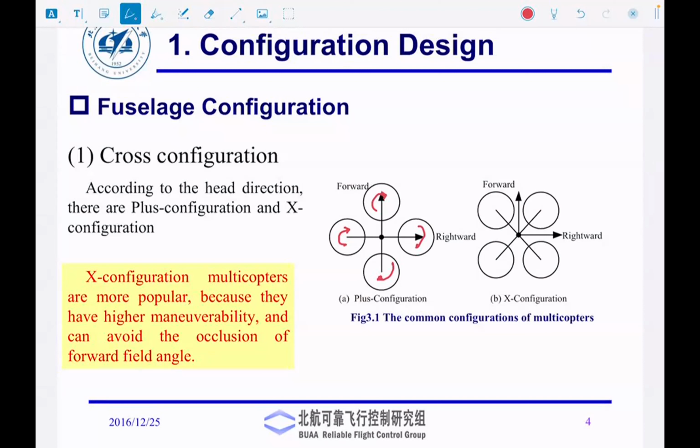What it means is, oh, they are all clockwise. Yeah, you're right. Yeah.